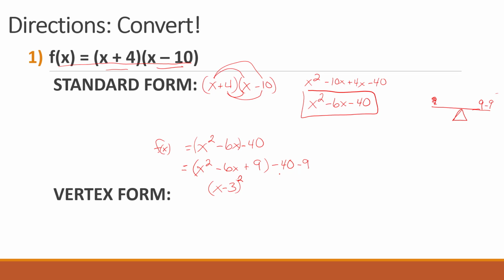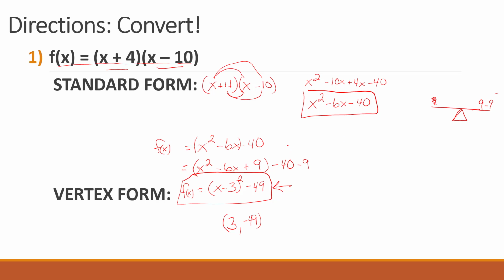Well, we're starting to look like we're in vertex form already, aren't we? The only thing we need is a equals f of x, and we've got to figure out what to do with the remaining of these values here. Well, negative 40 minus 9 is negative 49. So we've cleaned up this entire problem and wrote it in vertex form. Notice that the vertex is the opposite of negative 3, so 3, negative 49. And we were able to find that vertex really quick and easy. So that is vertex form.